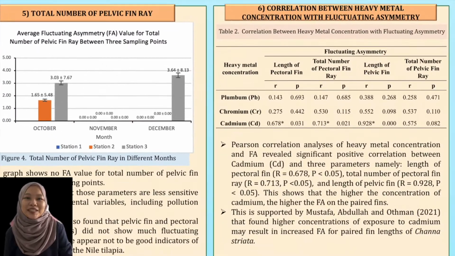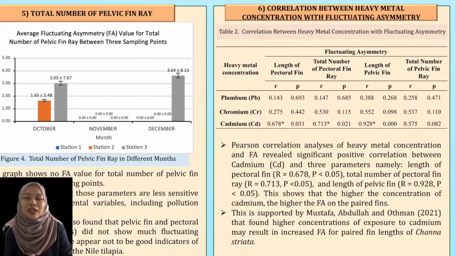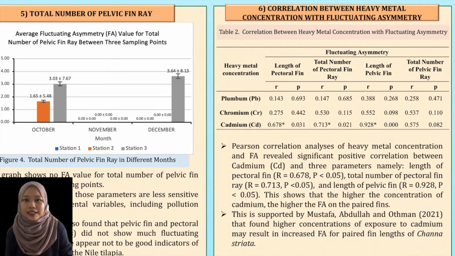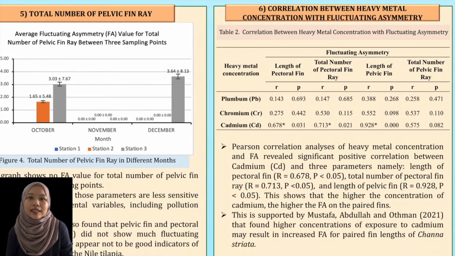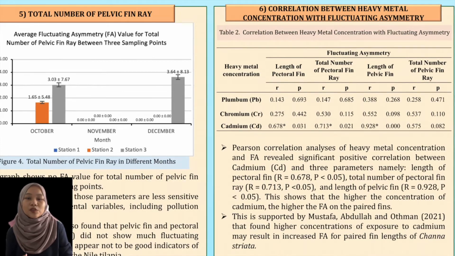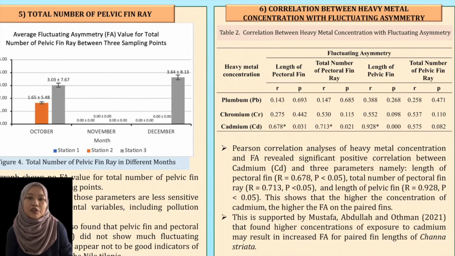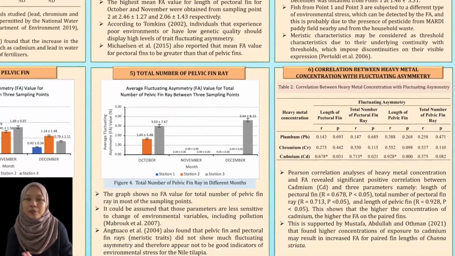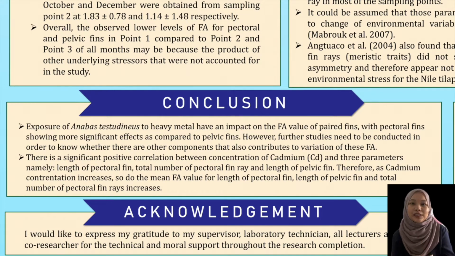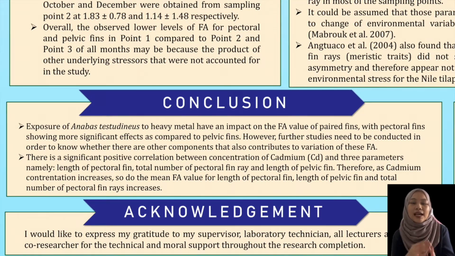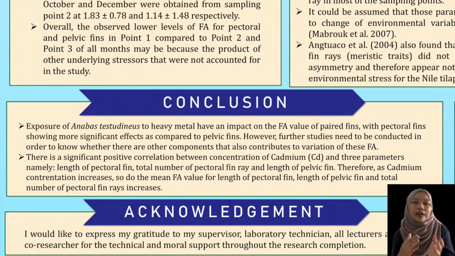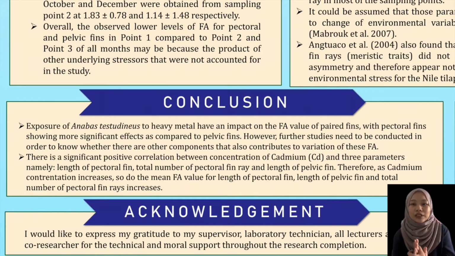We use the Pearson correlation coefficient to analyze the correlation between heavy metal concentration and fluctuating asymmetry. There is a significant negative correlation between manganese and two parameters, namely total number of pectoral fin rays and also length of pelvic fin. There is also a positive correlation between the concentration of chromium and plumbum with the FA value of PET fins. As a conclusion, there are changes in the mean FA value of PET fins, with pectoral fin showing more significant effect as compared to pelvic fins. However, more research is needed to determine whether other factors contribute to the variation of these fluctuating asymmetries.